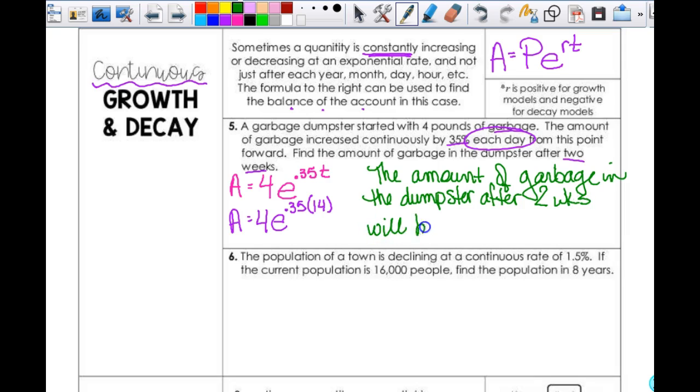Okay, so the amount of garbage after 2 weeks will be... now, how many decimal places should we round this one to? Is it money? Is it people? Or things like, you know, fish, bears, whatever? No. So that means 3 decimal places. So Hector, you want to tell me what you got?